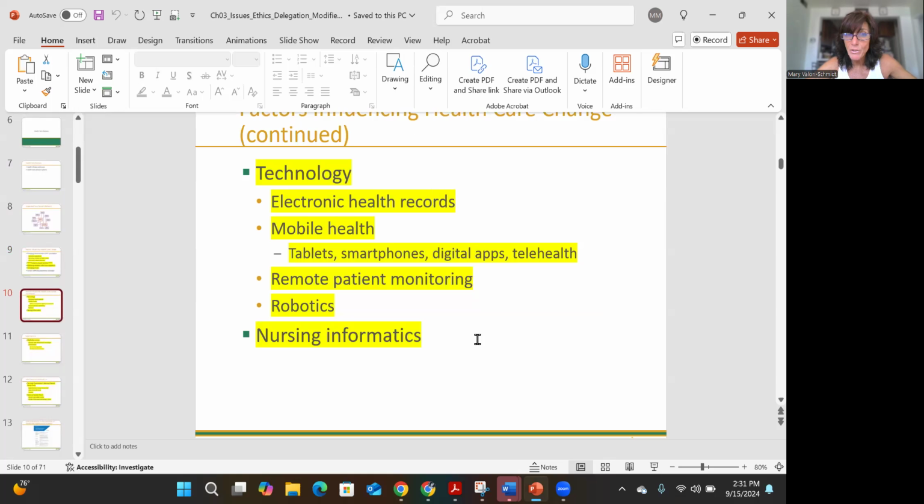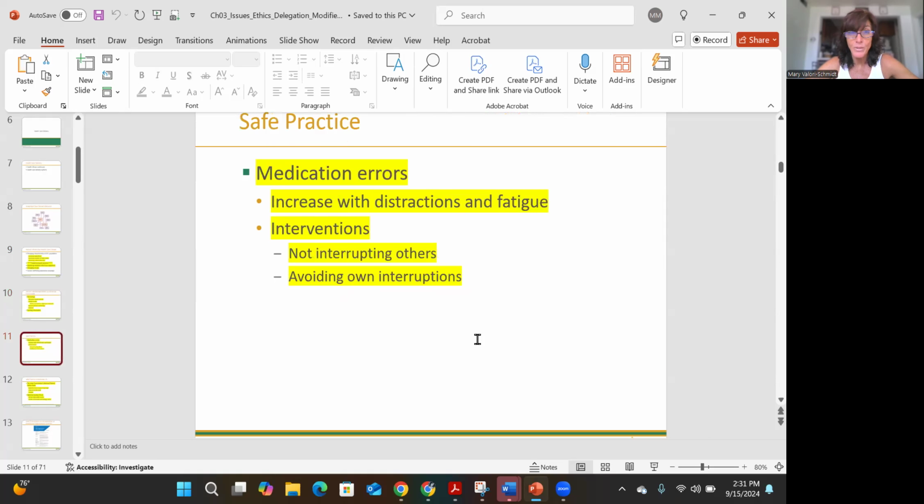EMRs, electronic health records, right? That's having a big impact on the care delivery. And mobile health, having tablets and smartphones, digital apps, telehealth, remote patient monitoring, robotics for surgery. Nursing informatics is the venue of nursing that focuses in on the technology, which I love, in case you haven't noticed. So what kind of an impact can these things have?